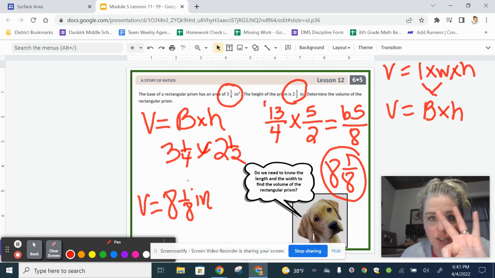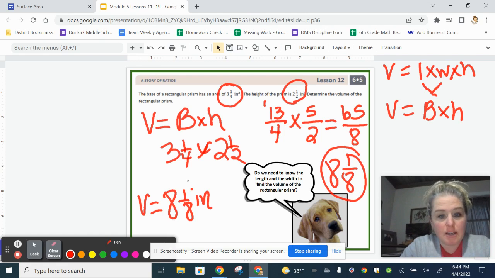And yes, it's still cubed. Even though you didn't multiply 3 things, 3 things were multiplied because the length and the width were done for you. Then you multiplied in the height. So it's still cubed. That is the volume.